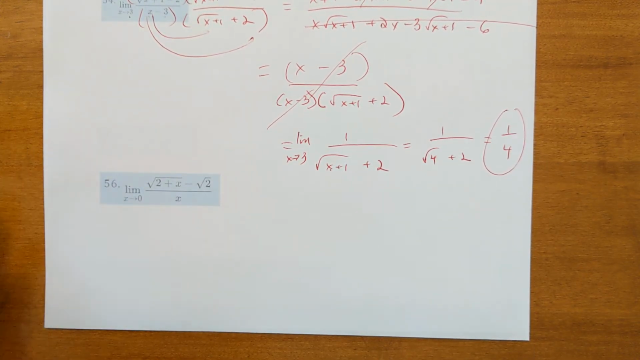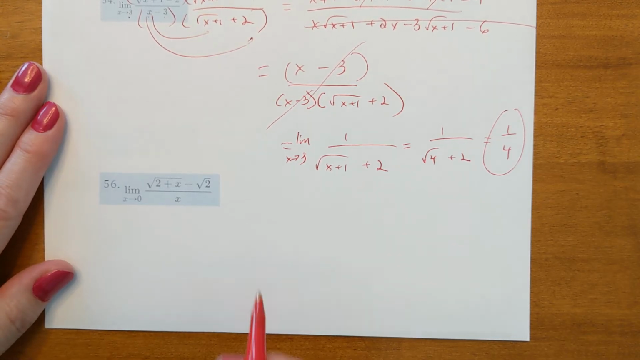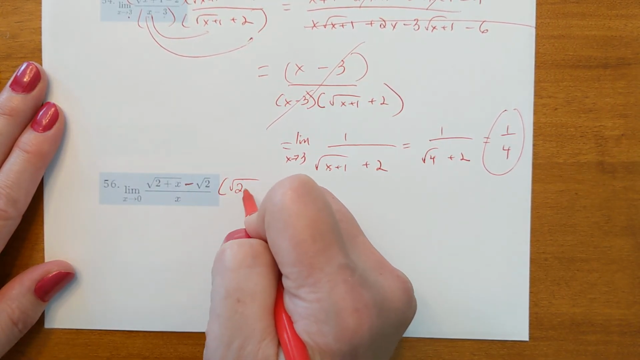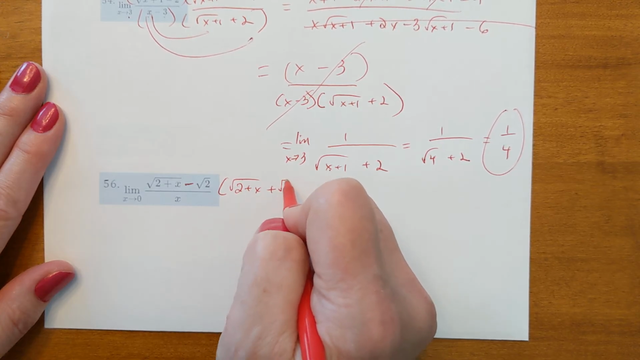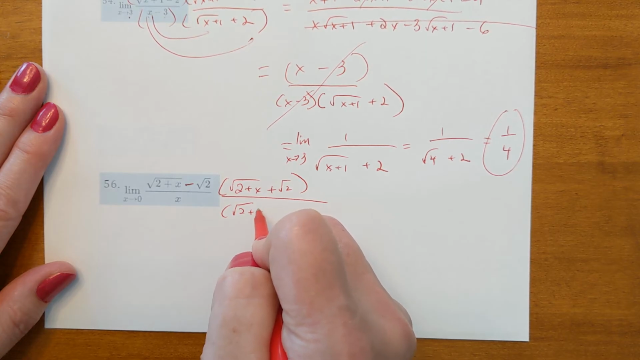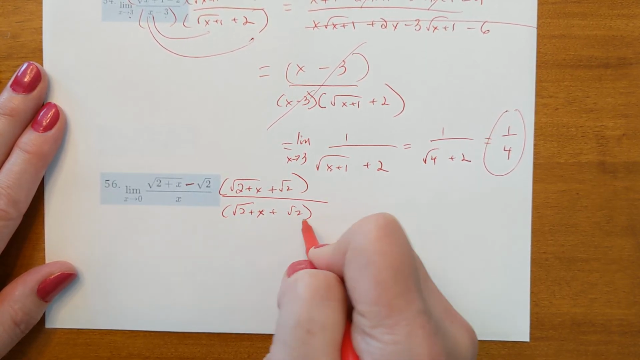All right, next one, same idea. You're going to multiply by the conjugate. So instead of minus, I'm going to multiply by a plus. So the square root of 2 plus x plus the square root of 2, over the square root of 2 plus x plus the square root of 2.